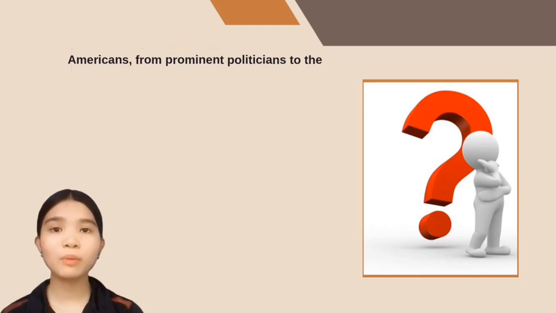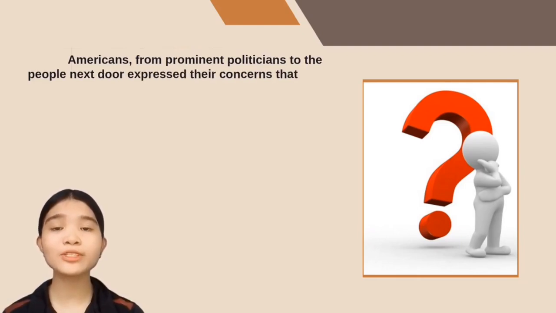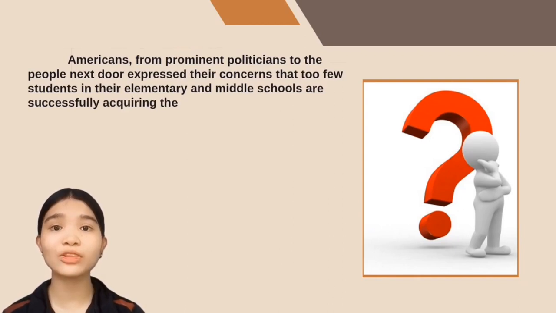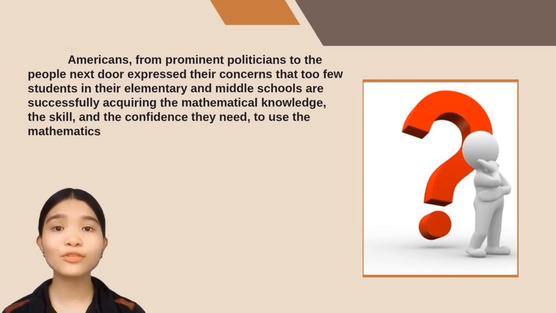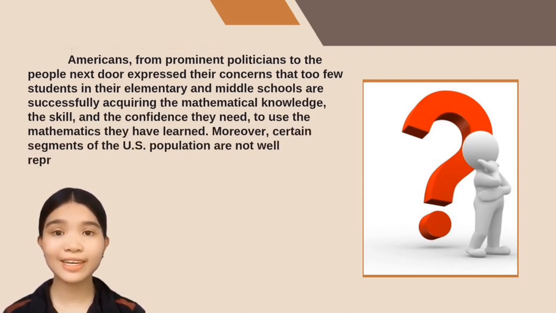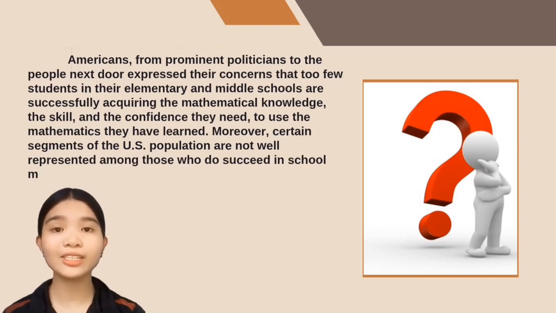Americans, from prominent politicians to the people next door, expressed their concerns that too few students in their elementary and middle schools are successfully acquiring the mathematical knowledge, the skill, and the confidence they need to use the mathematics they have learned. Moreover, certain segments of the U.S. population are not well represented among those who do succeed in school mathematics.